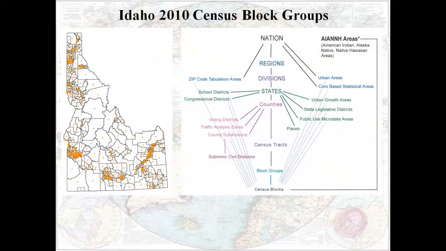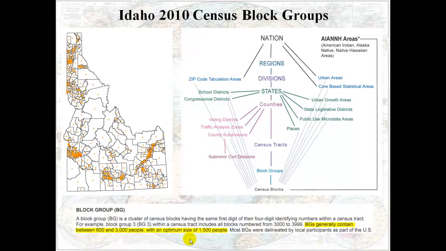The example I'm going to be using for this video is Idaho block groups. Remember from the census that they have geographies that go down to the smallest level, which are blocks, and they nest as the levels get larger and larger. The aggregation units get larger and larger. And so we're looking at block groups here, which is the second level up of census aggregation. Block groups usually contain somewhere between 600 and 3,000 people, optimally about 1,500 people.